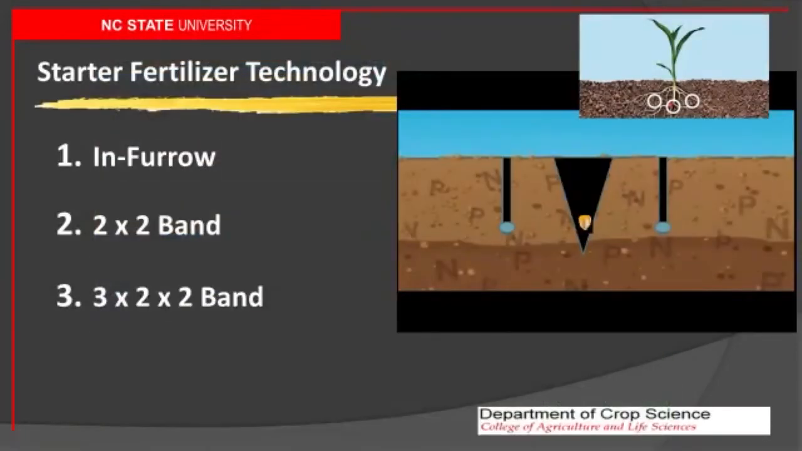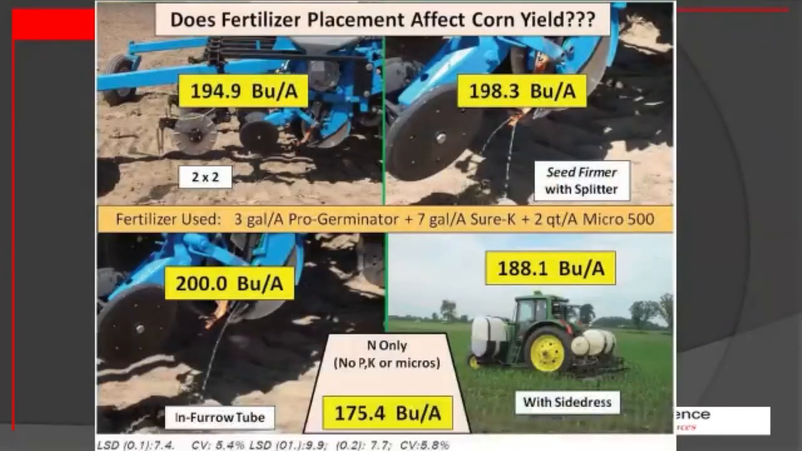Again, it goes back to that principle, doesn't it? Using low amounts, and he's using low amounts at 10 gallons at the most, when using lower amounts, he's better off getting it closer to the seed.